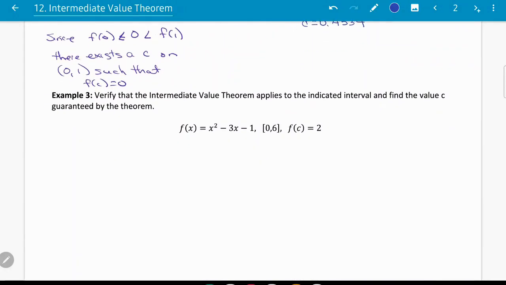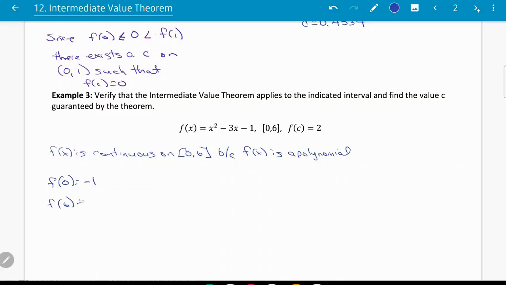All right, let's look at one last one. So we have f of x is x squared minus 3x minus 1. So we know that f of x is continuous on 0 to 6 because f of x is a polynomial. So f of 0 is negative 1. F of 6 is going to be 36 minus 18. So 18 minus 1 is going to be 17.